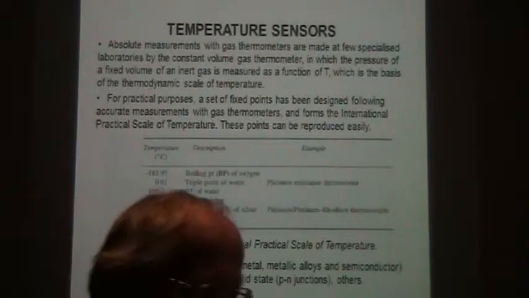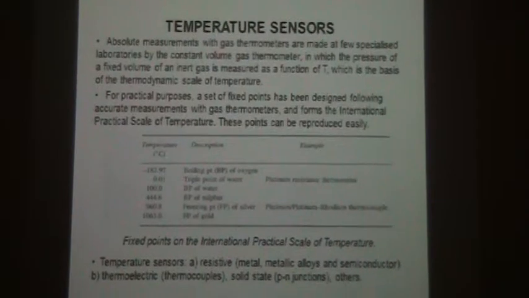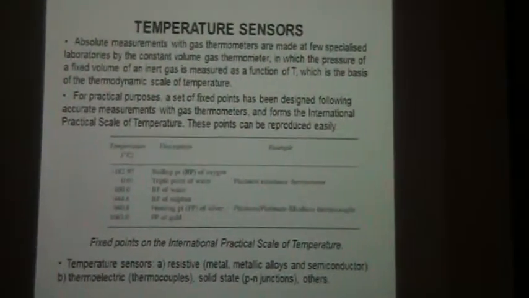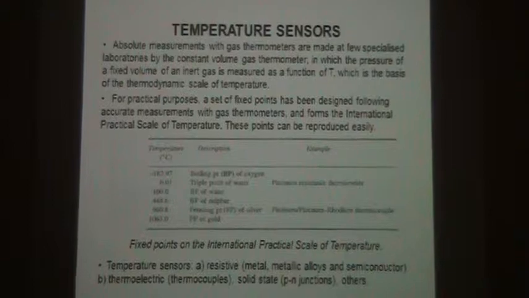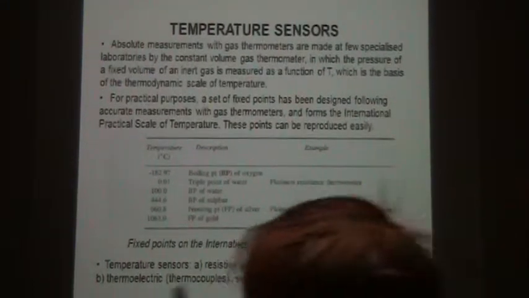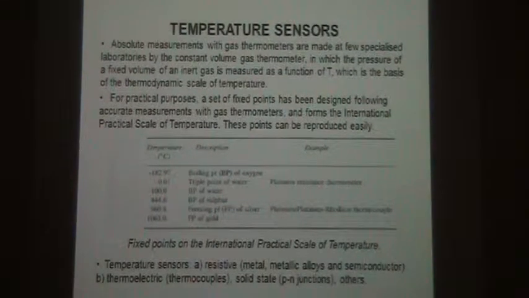Practically, in average university labs, we are using a fixed scale of temperature, and this is sufficient, from an engineering point of view, to calibrate any type of temperature sensor. So this is the international practical scale of temperature. These points can be easily reproduced.